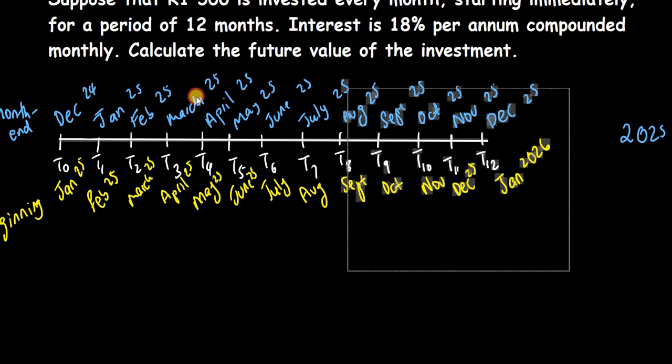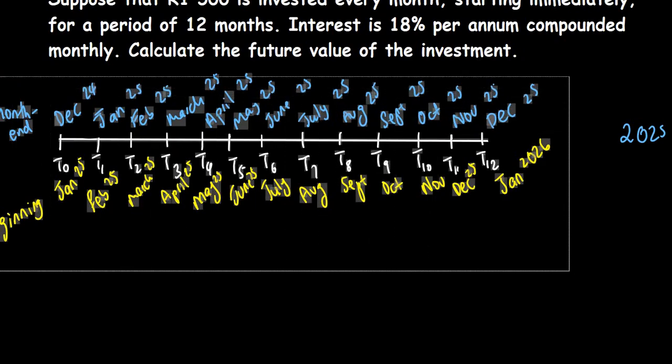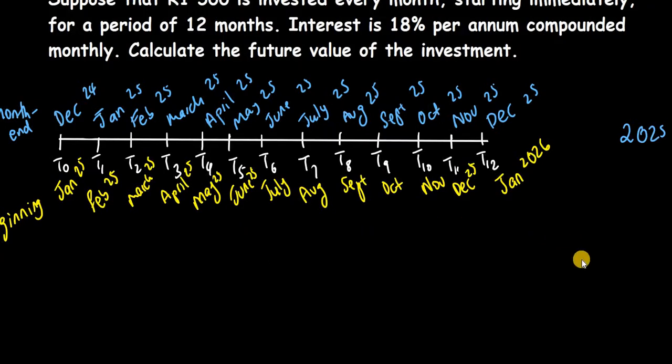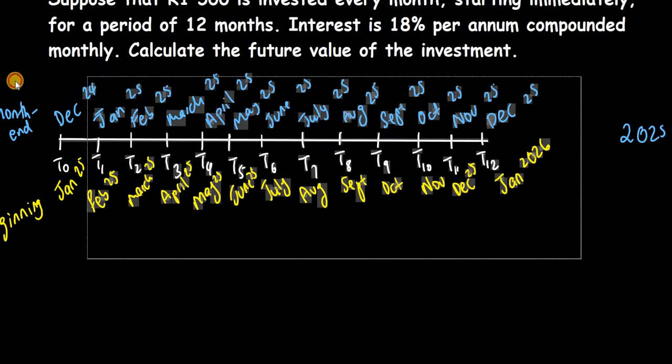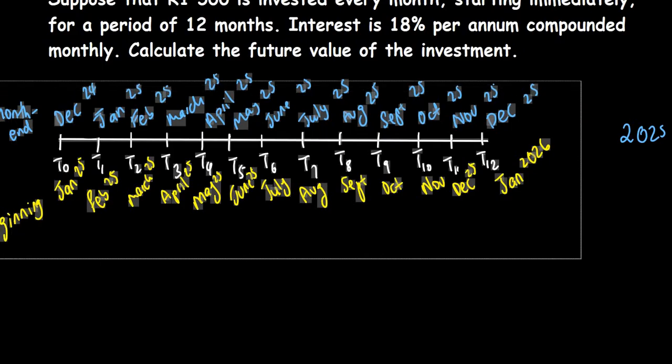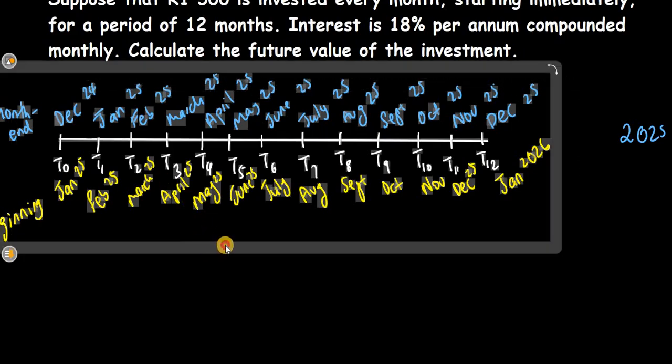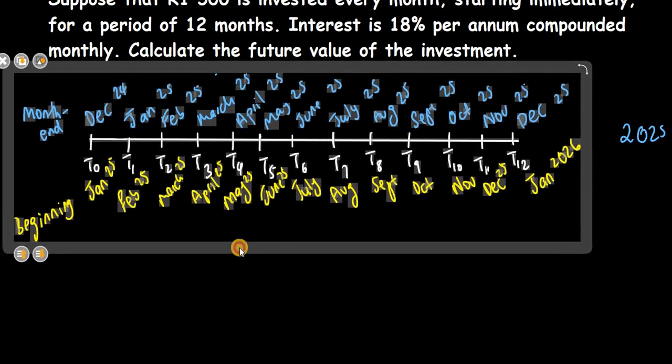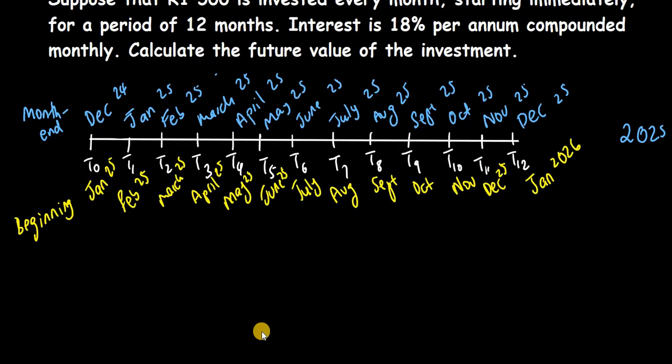We're told that this person decided to invest the 1,500 every month. When they say every month, we don't know whether the person decided to do it at the beginning of each month or at the end of each month. But here is a problem. If you decide to say that this guy started at the beginning of each month, it's fine. It means he starts in January, then February, March, April, May, June, July, August, September, October, November, December.